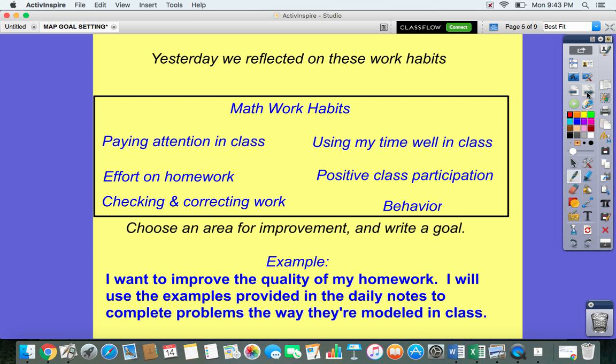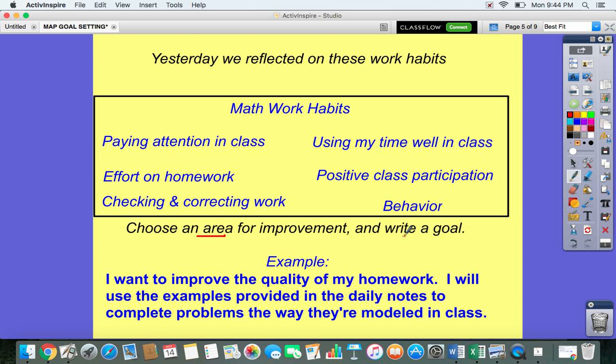All right. The next thing that you're going to do, because you're going to write 2 goals today. So the second goal that you're going to write in a few minutes is based on the work habits that we looked at yesterday. I want you to think of those 6 different work habits and choose one area that you know you need to improve.